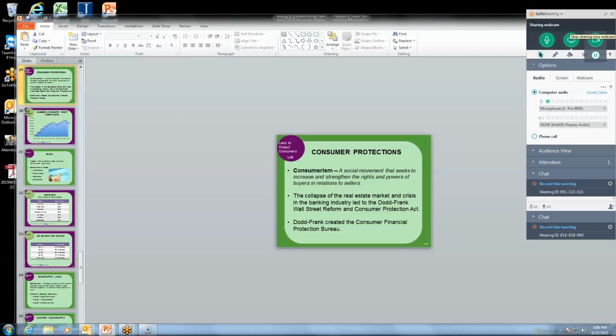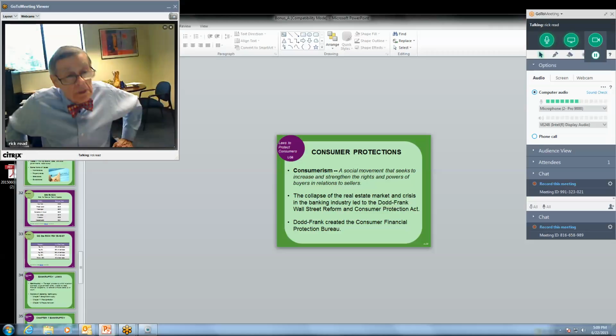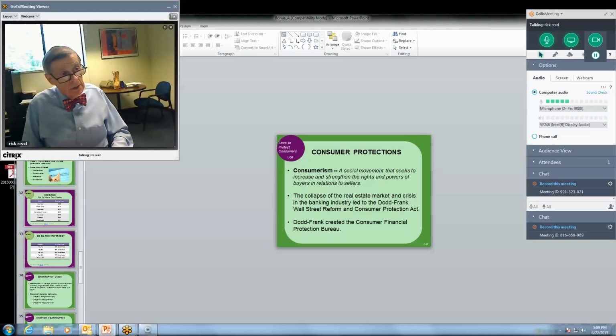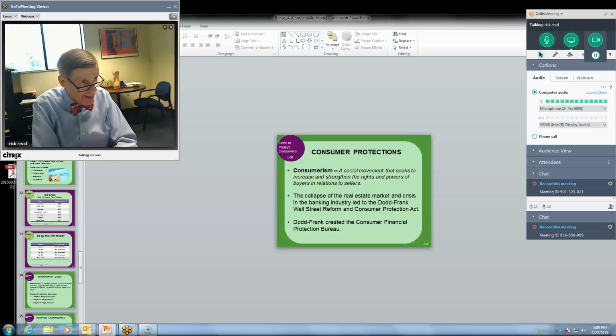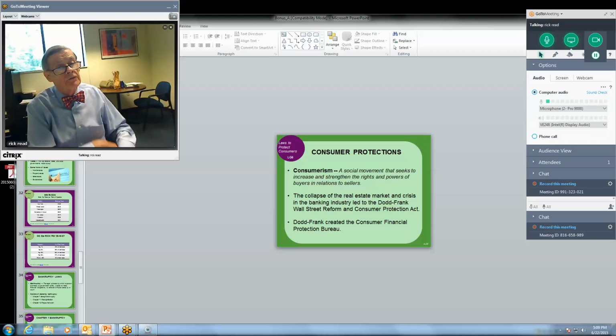Now, consumer protection, this is a big issue for us. Congress enacted the Consumer Financial Protection Bureau, which was part of the Dodd-Frank Act, 2010, which is a response to the financial meltdown of 2008, which really started a year or so before that. So we have this consumerism, and these laws are designed to protect us, the consumer.